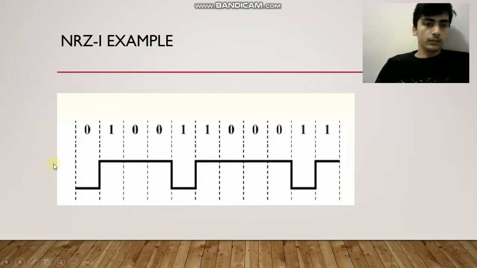So I have a typical example of the NRZI. Whenever a 1 comes up, it inverts its state. So here we can have a 0, it stays constant at 0, then a 1 comes up and inverts the state, like that.